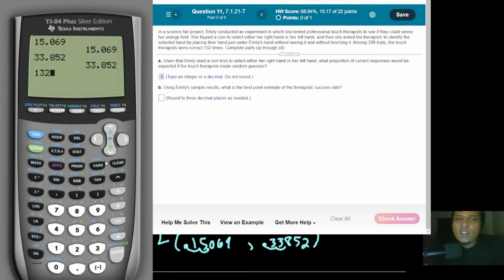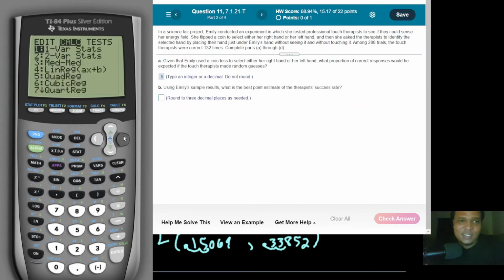You know they're going to ask us for the confidence interval anyway. So let's go ahead and hit stats. Let's go to one prop z interval.